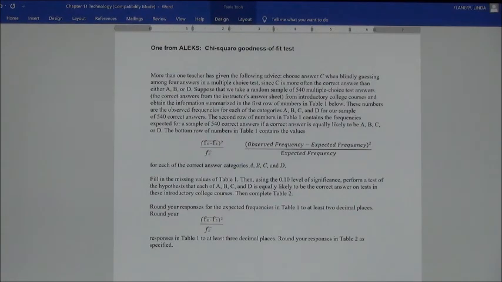The bottom row of numbers in Table 1 contains the value for our calculation, the observed frequency minus the expected frequency squared divided by the expected frequency. Each of the correct answers categories A, B, C, and D. Fill in the missing values of Table 1, then using the 0.01 level of significance, perform a test of the hypothesis that each of A, B, C, and D is equally likely to be the correct answer on the test in the introductory college courses.